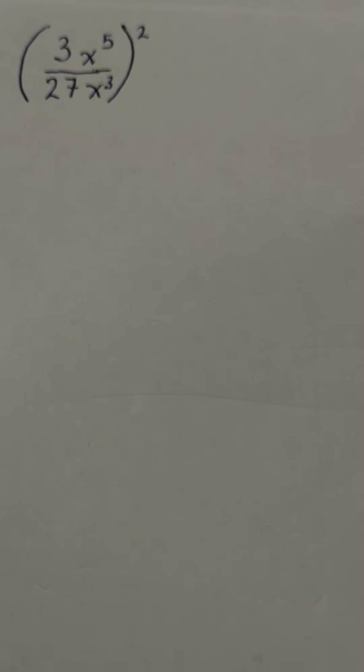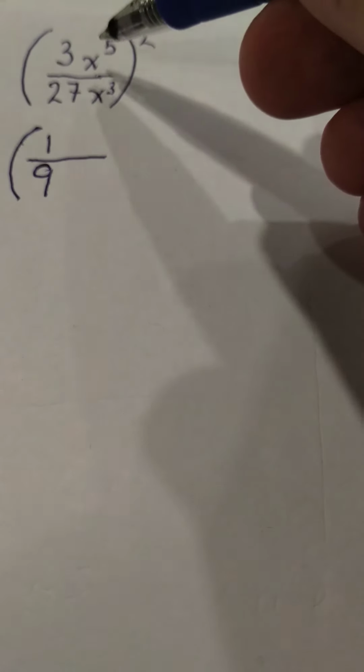Okay, so what I'm going to do is simplify within. I'm going to pretend like this square is not here. So simply simplify 3/27 as if it were by itself. And that's 1/9. And now we're going to simplify the x's.